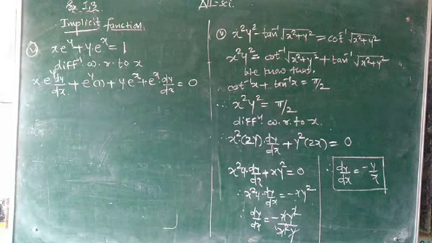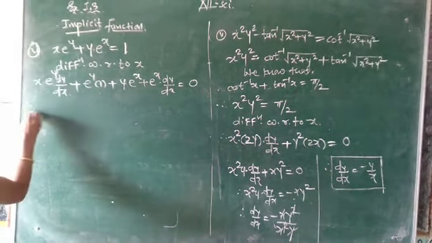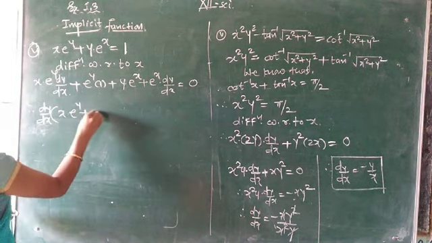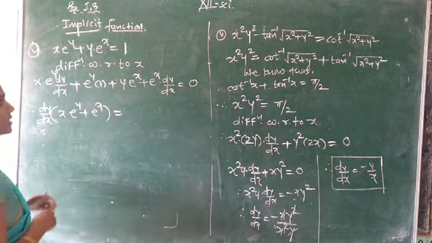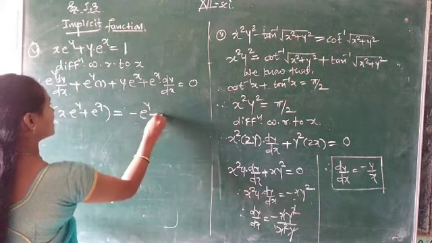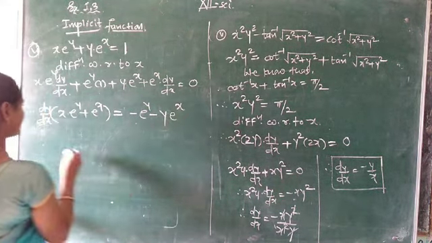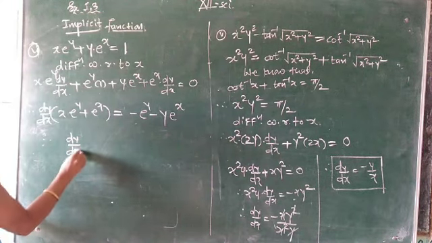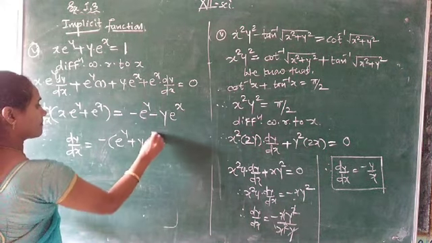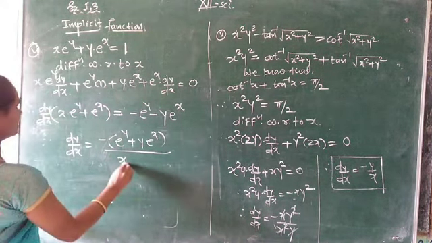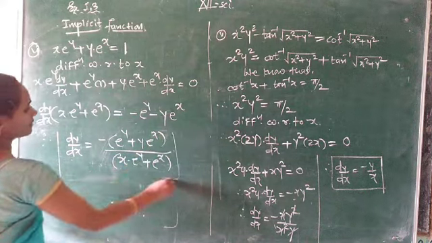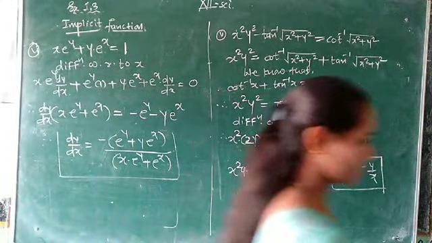Now again take the terms which are multiplied by dy by dx common. So dy upon dx into x e raised to y plus e raised to x, and the terms which are not multiplied by dy by dx take on the RHS, that is minus e raised to y minus y e raised to x. Therefore dy upon dx is equal to, taking minus outside, the term that multiplies dy upon dx goes in the denominator, x e raised to y plus e raised to x. This is dy upon dx. Next, see question number 7.